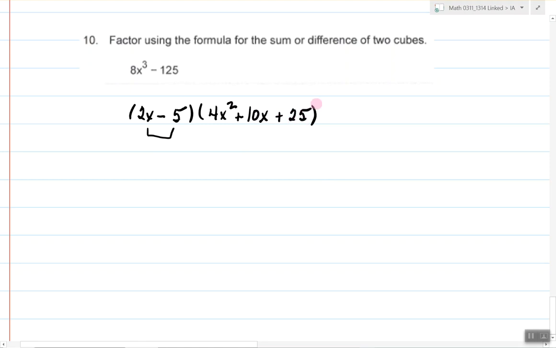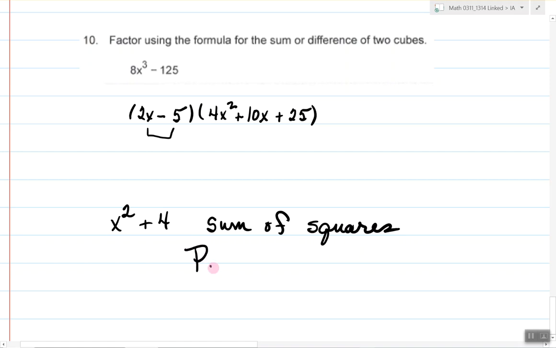Now that was kind of a short lesson, and we had difference only of squares, but the sum or the difference of cubes. By the way, I didn't say it, but if you have x squared plus 4, which is the sum of squares, that is prime. So we can never factor those in the real numbers.